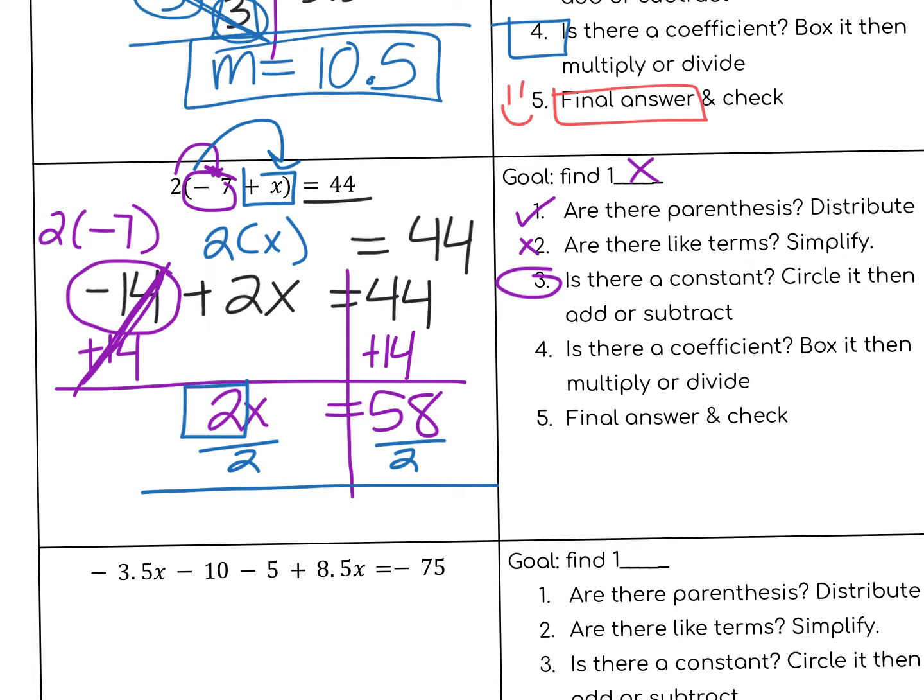2x divided by 2 is 1x. 58 divided by 2 is 29. Yep, 29. Just double checking. Again, I can't show you my calculator. So I boxed my coefficient and I undid it and then I got my answer. Draw a happy face because we're happy we got the answer.